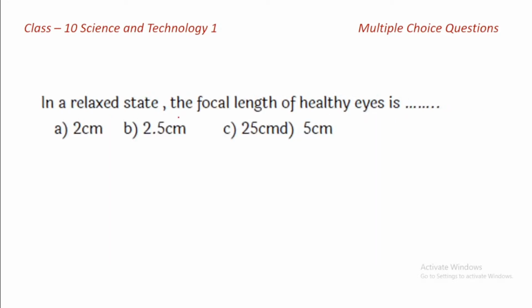In a relaxed state, the focal length of healthy eyes is dot dot. 2 cm, 2.5 cm, 25 cm or 5 cm. The correct answer is option C, 25 cm. That is, in relaxed state, the focal length of healthy eye is 25 cm.